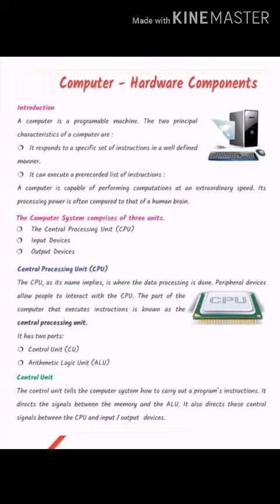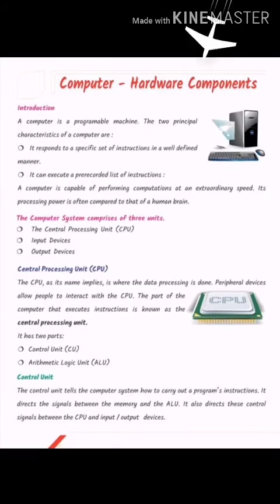CPU has two parts: the control unit, that is CU, and the arithmetic logic unit, ALU. Control unit. The control unit tells the computer how to carry out the instructions. It directs the signal between the memory and the ALU and also directs the control signals between the CPU and the input and output device.